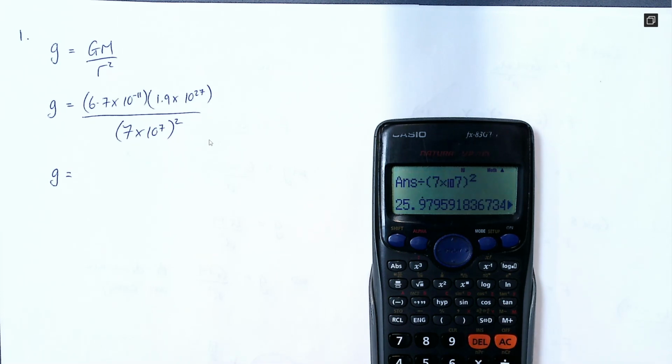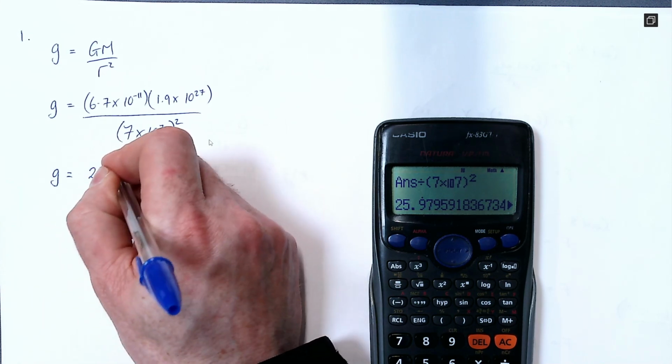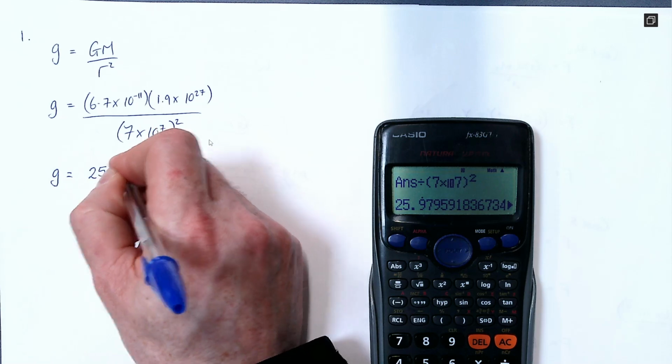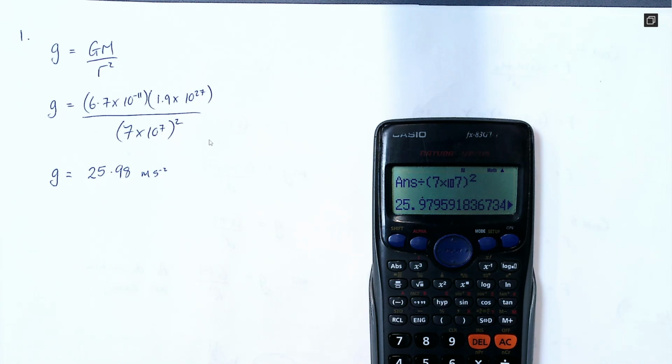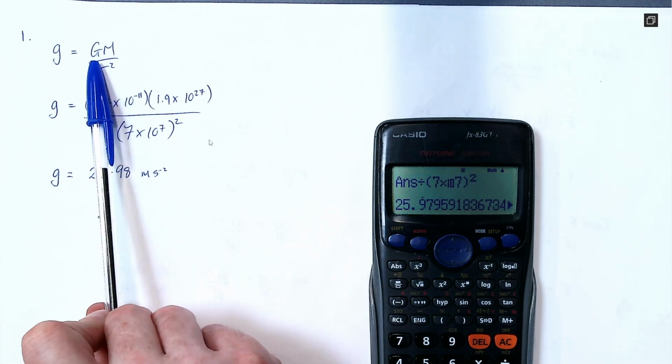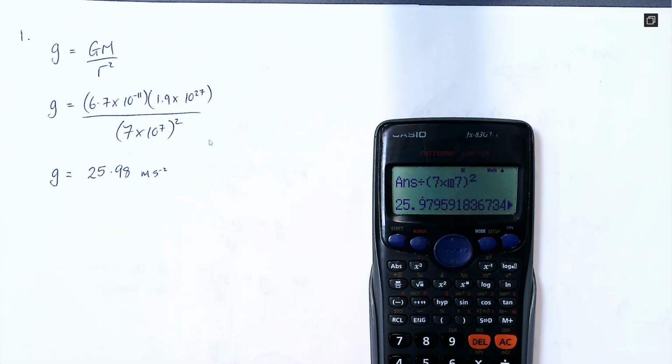The answer is 25.98 meters per second squared. Now, you never need to remember it, but the gravitational constant G value is given in your table. Okay?